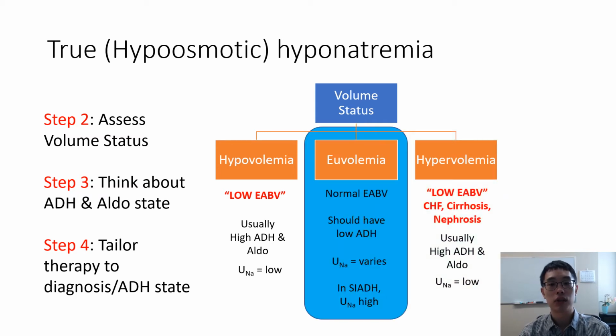Now let's tackle euvolemia. When we are at a normal volume state, our body typically does not secrete antidiuretic hormone, and so our ADH state should be low.